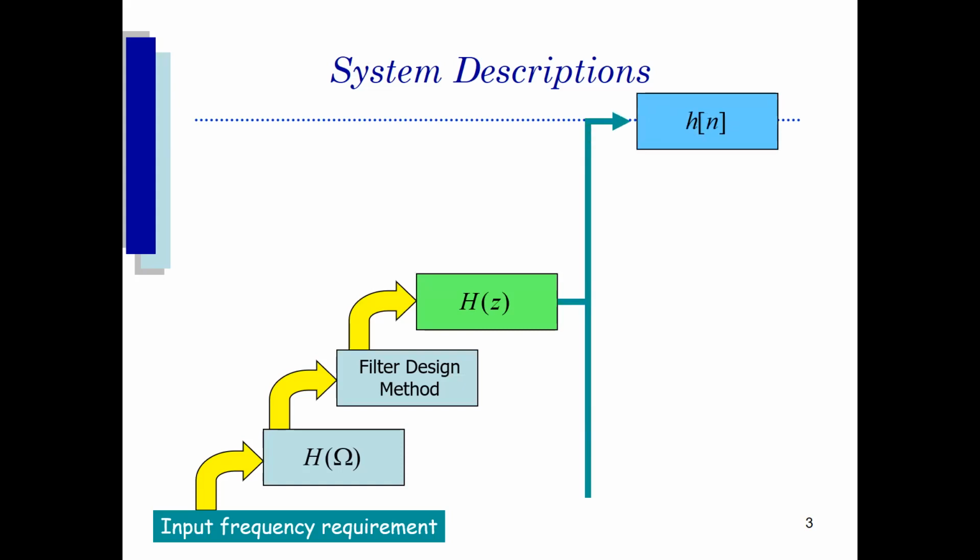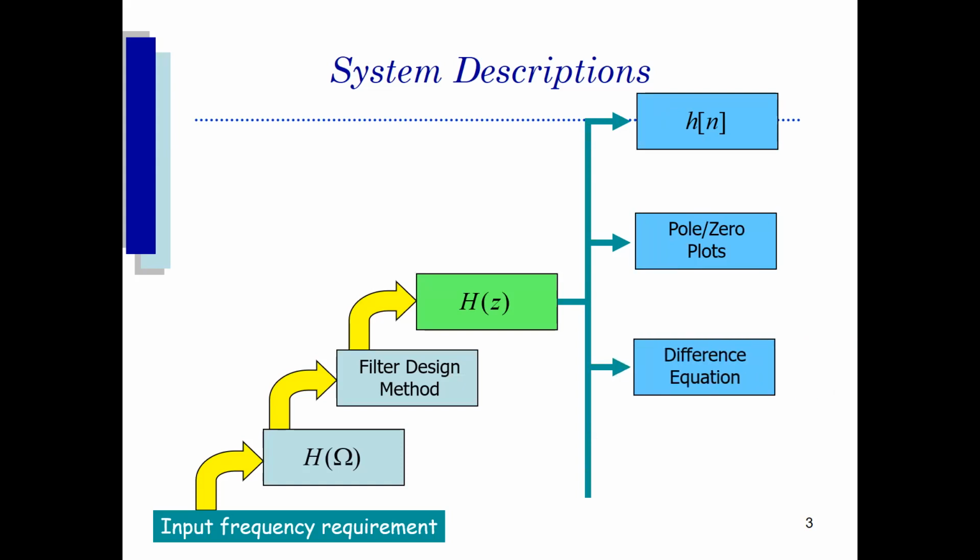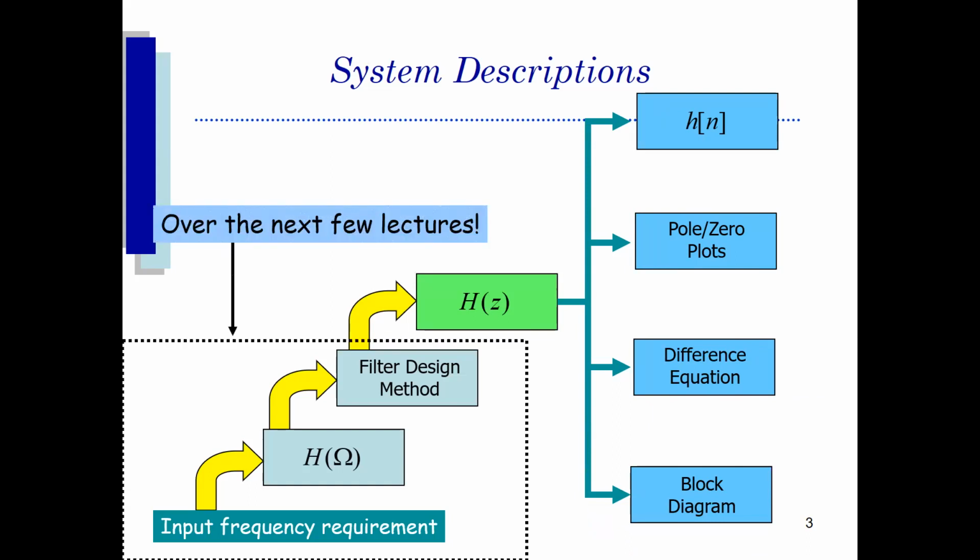And then from the transfer function of the filter, I could look at it in all these different ways to see if it does what I want: the h[n], if the impulse response is what I want, or if the poles lie within the unit circle, or the input-output difference equation. We'll see where that comes in a while. And the block diagram representation, which shows us something about how the processing will take place. So the next few lectures, we're looking specifically at the topics in the dotted box there.